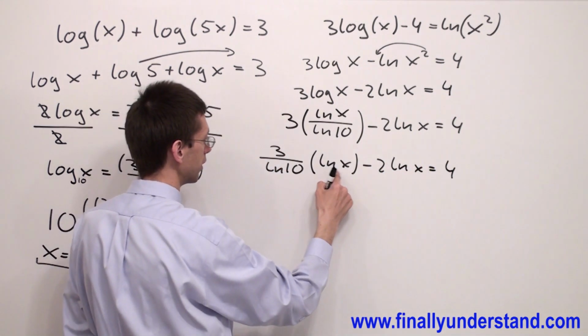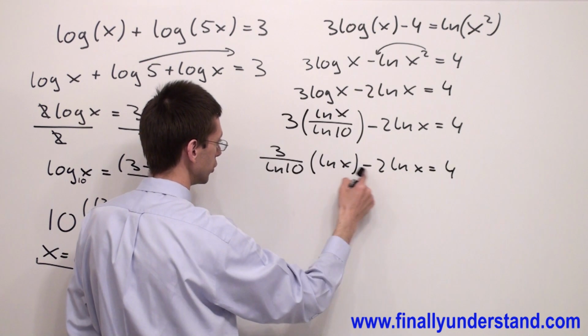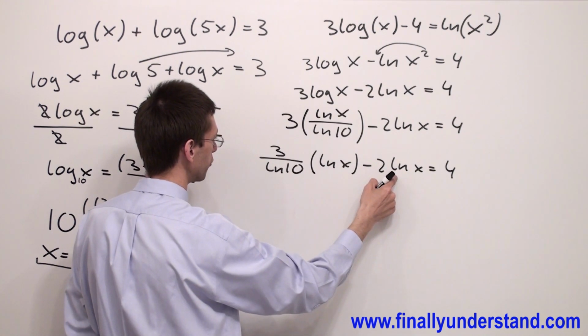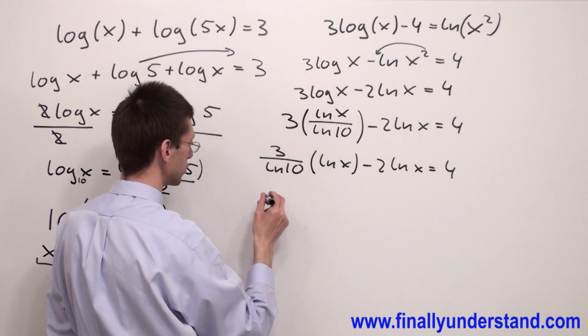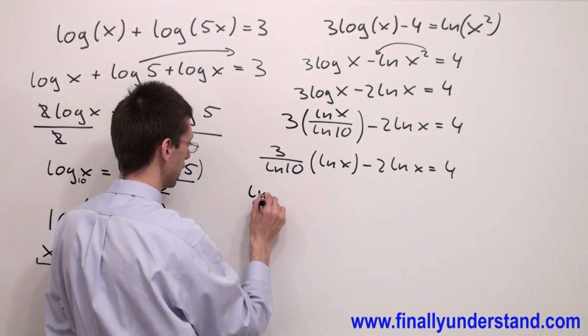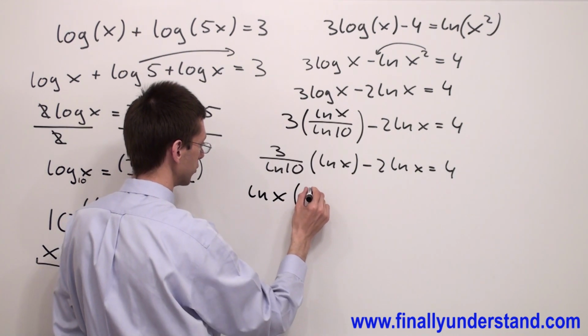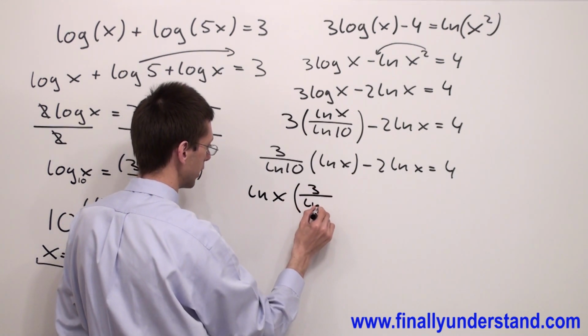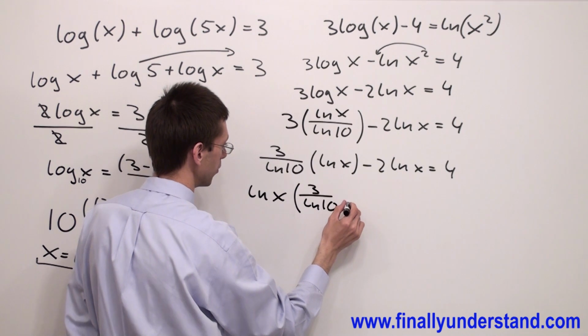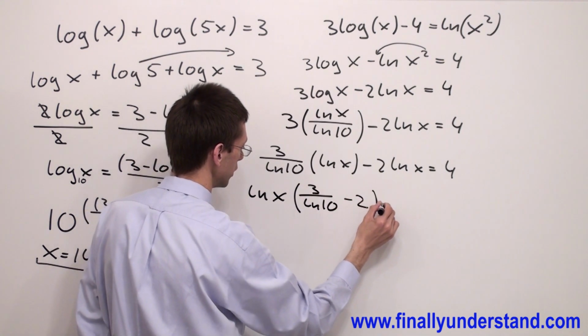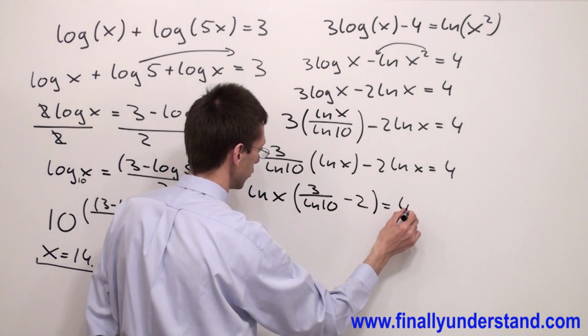Please notice that we have natural log in two terms. What I'm going to do is factorize this natural log and I'm going to have ln of x, and inside of the parentheses I'm going to have 3 over ln 10 minus 2 is equal to 4.